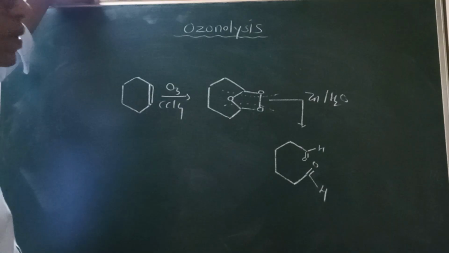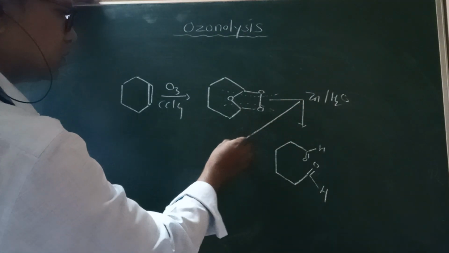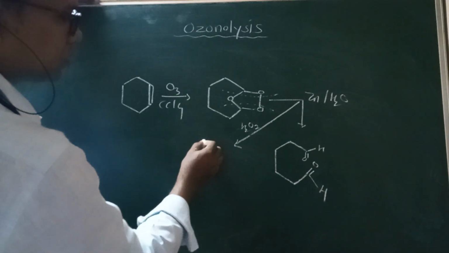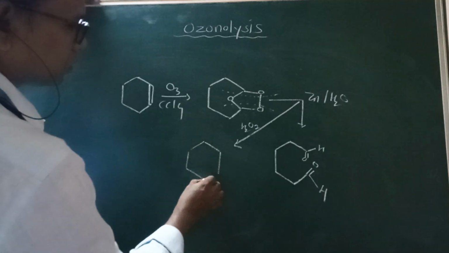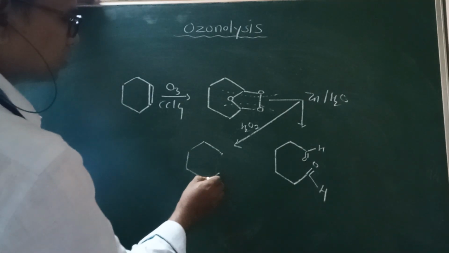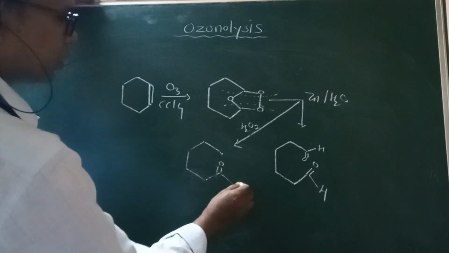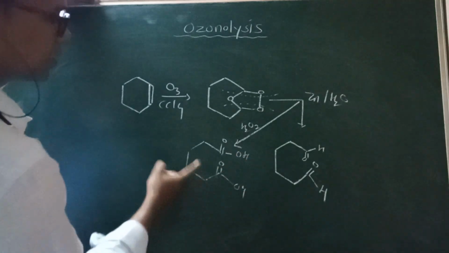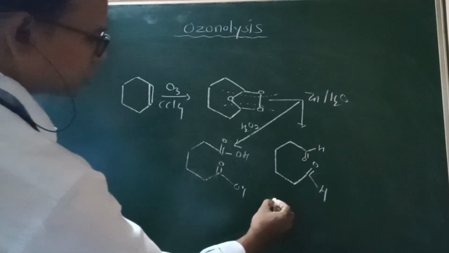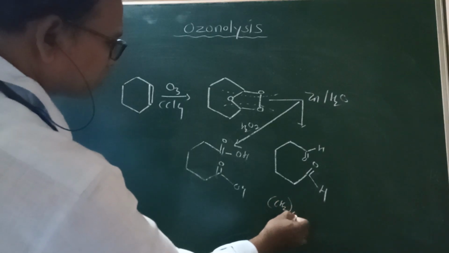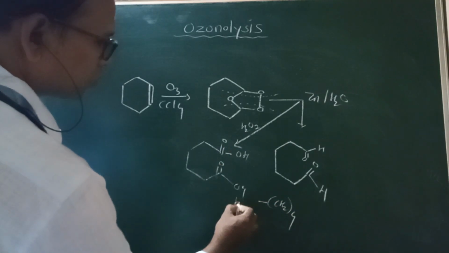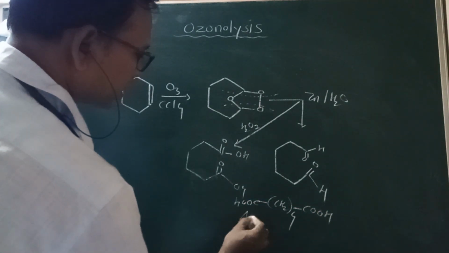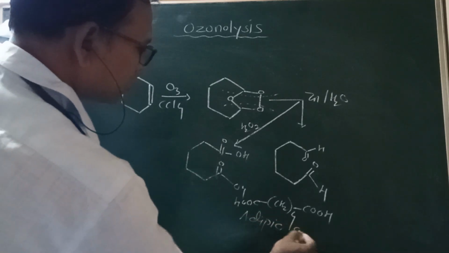And instead of this zinc, if I use H2O2 here, what will happen? This will oxidize into the corresponding acid. This will oxidize into this acid, with double bond O and OH, and double bond O and OH, with CH2 four times in between, and two carboxyl groups, one over here and the other over here. This acid is known as adipic acid. It is called adipic acid.